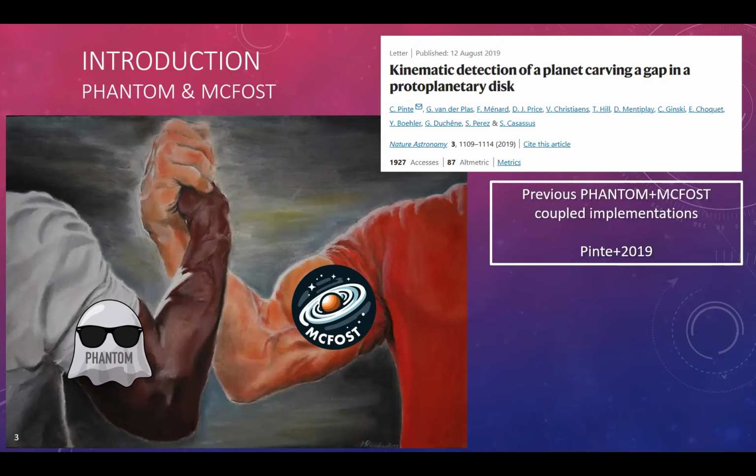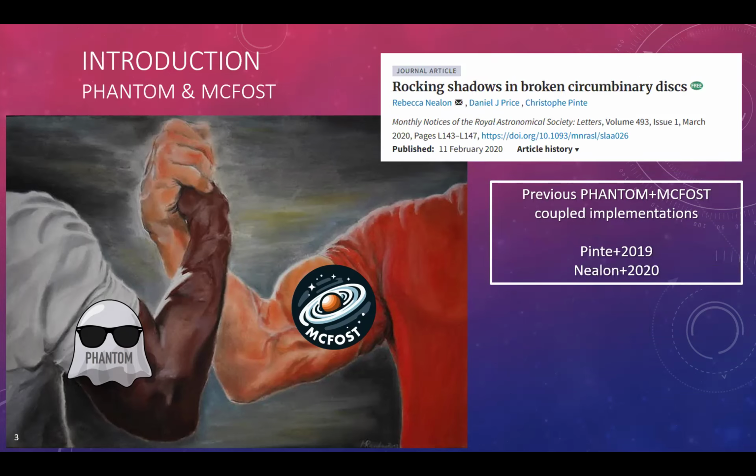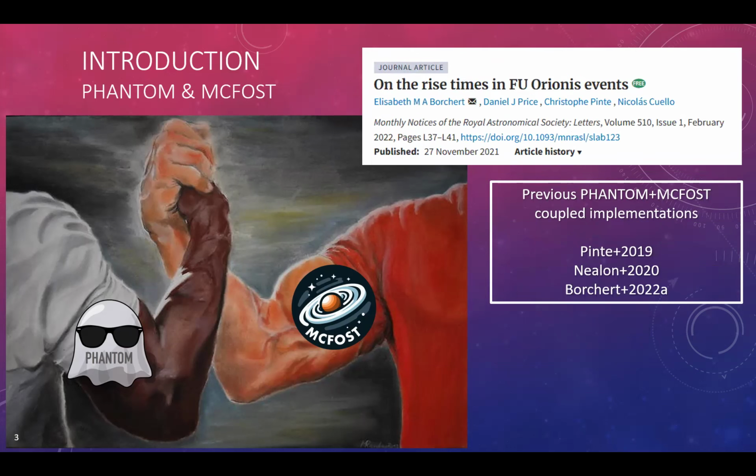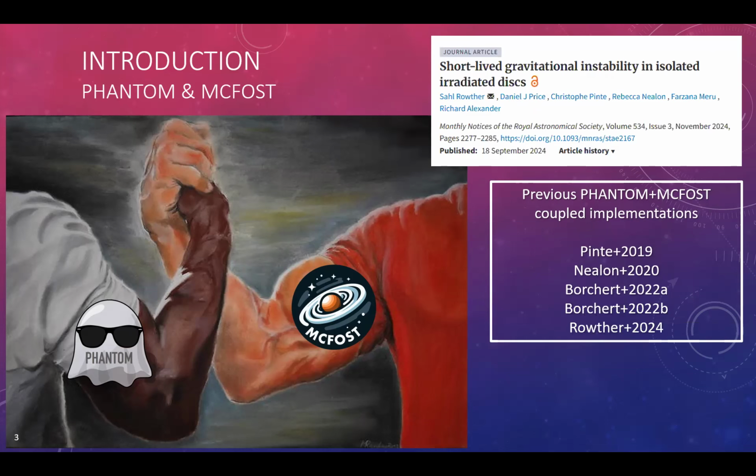The first of them was Christophe, modeling this kinematic signature. Then Beck used it in rocky shadows to model the effects of a misaligned inner warped disk casting shadows on the circumbinary disk. Then there are two works on FU Orionis by Elizabeth, this one and this one. And finally, the latest one, the work by Sal about the comparison between a radiative disk and a beta cooling disk prescription.